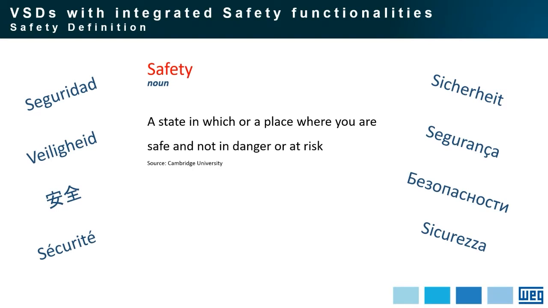But based on this definition, can we state that something is safe or unsafe? How can we define danger or risk? This is something that is not easy to do. It is not easy to define whether something is really safe or not.